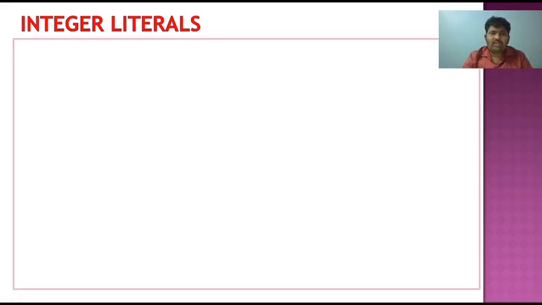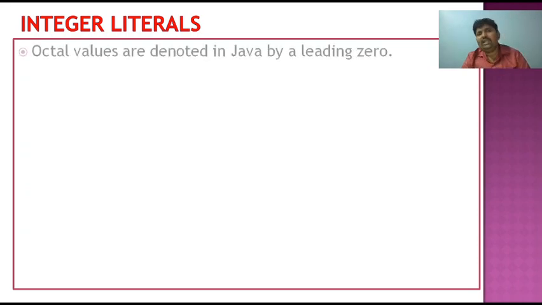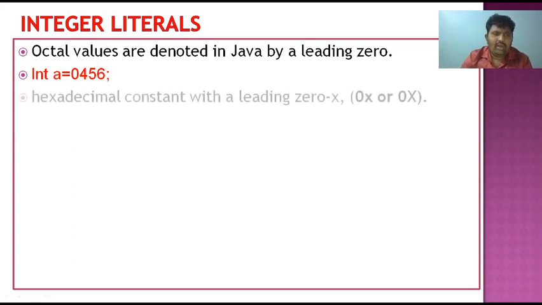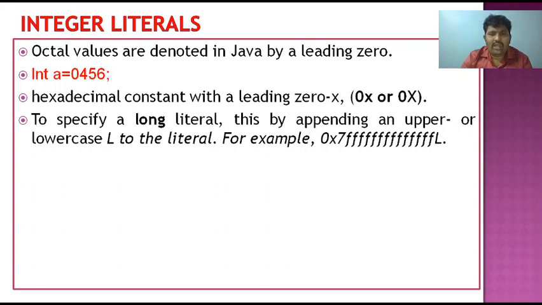The next concept in this particular topic is integer literals. How we can store octal values in the Java programming language: whenever any numerical value is preceded with 0, the compiler treats it as an octal value. See here, before 456 I placed 0, telling the compiler that it is not an integer value, it is an octal value. How we can store a hexadecimal value is by prefixing with 0x. Any numerical value preceded by 0x will be treated as hexadecimal.